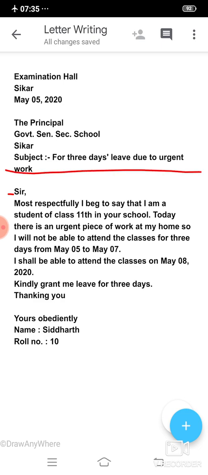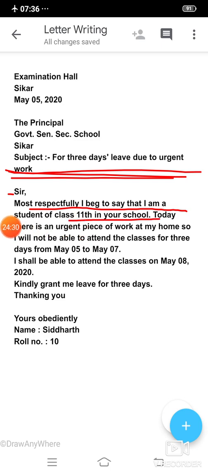After leaving one line, we put the salutation. The salutation is Sir. And this is one sentence common in all kinds of formal letters or applications which are written to our teachers, and that is: Most respectfully I beg to say that I am a student of class 11th in your school. This line can be written in any application which is written to our teachers. Today there is an urgent piece of work at my home, so I will not be able to attend the classes for 3 days from May 5 to May 7.